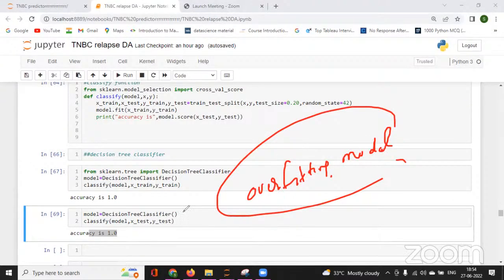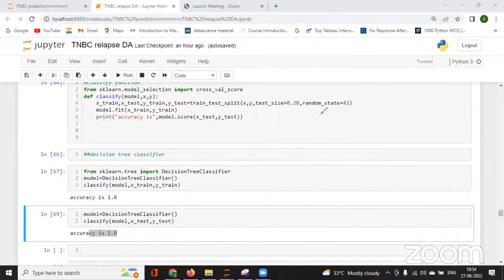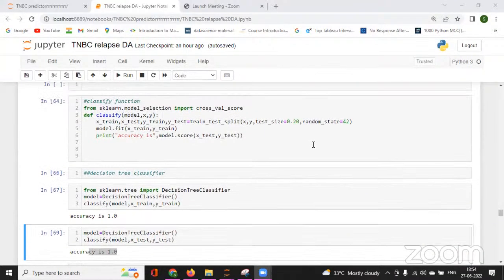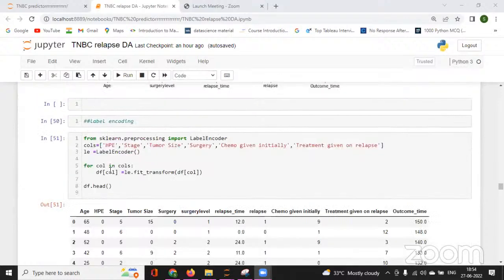In that case, what do you have to do? You have to use hyperparameters, or you can use pre-pruning and post-pruning, and you can improve the model. That you can do using hyperparameter tuning, or pre-pruning and post-pruning.